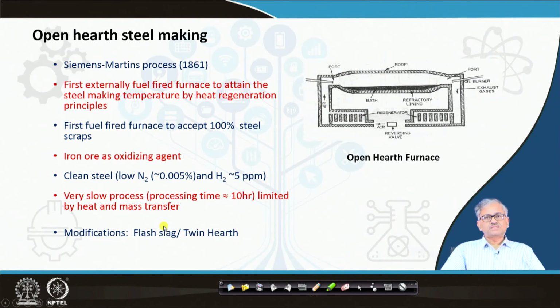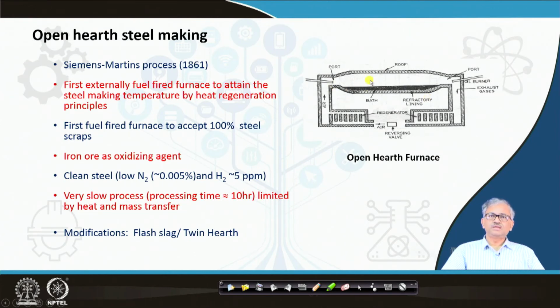So that is how the flash slag technique was introduced when they were in the business of treating liquid metal also, because this open hearth furnace was also connected to the integrated steel plant for some time, and there it was handling both the scrap as well as the liquid iron. So then it was converted to a twin hearth furnace. That is, the furnace was divided into two parts, and one part was on preheating, another part was on melting.